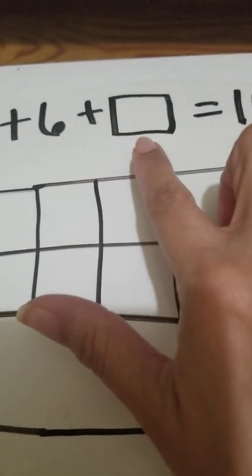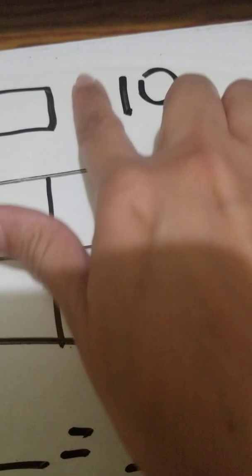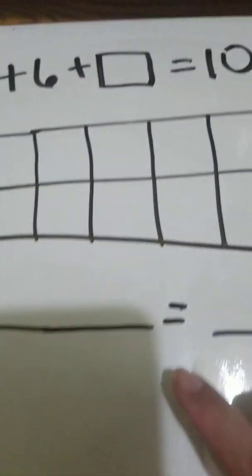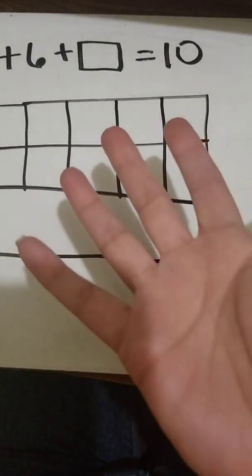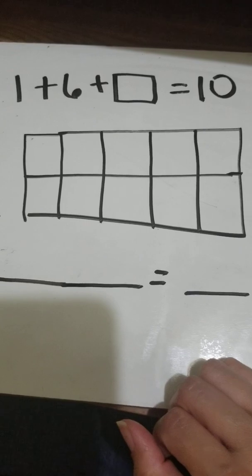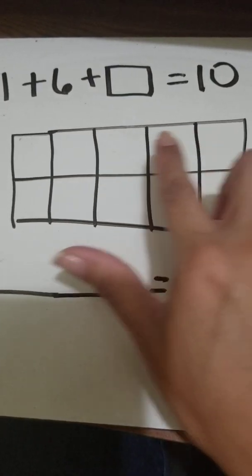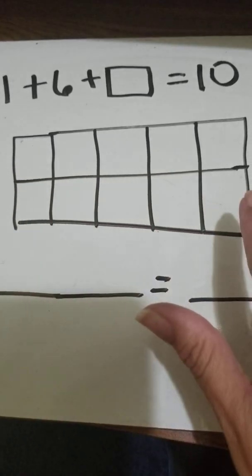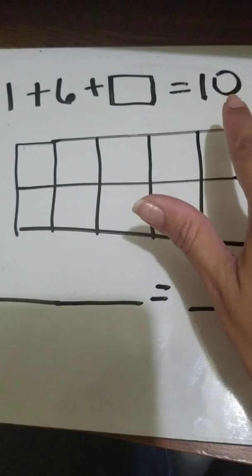But we do know that all of these together equal how much? 10. And we have our 10 frame. How many squares in a 10 frame? 10, right? That's why it's called a 10 frame. So we know that when we're done with our addition problem, all of our squares are going to be filled in because we have 5, 10, 10 squares, and this addition problem equals 10.